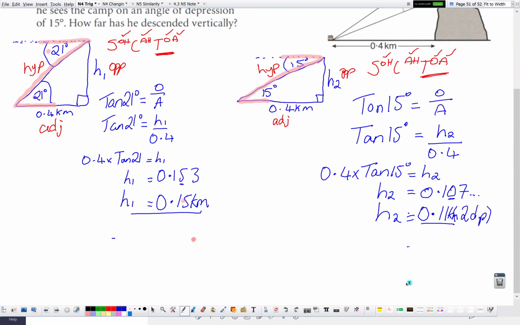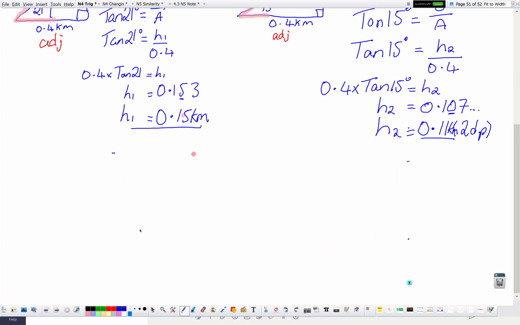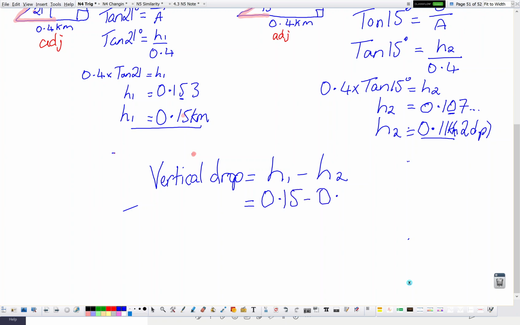Underneath your working, you're going to write the vertical drop is going to be the bigger one, take away the small one. H1, take away H2. So 0.15, take away 0.11. So some of you I'm sure can do that in your head, no problem. But you've got your calculator there. So take away 0.11 from 0.15. So that's going to be 0.04 kilometers.